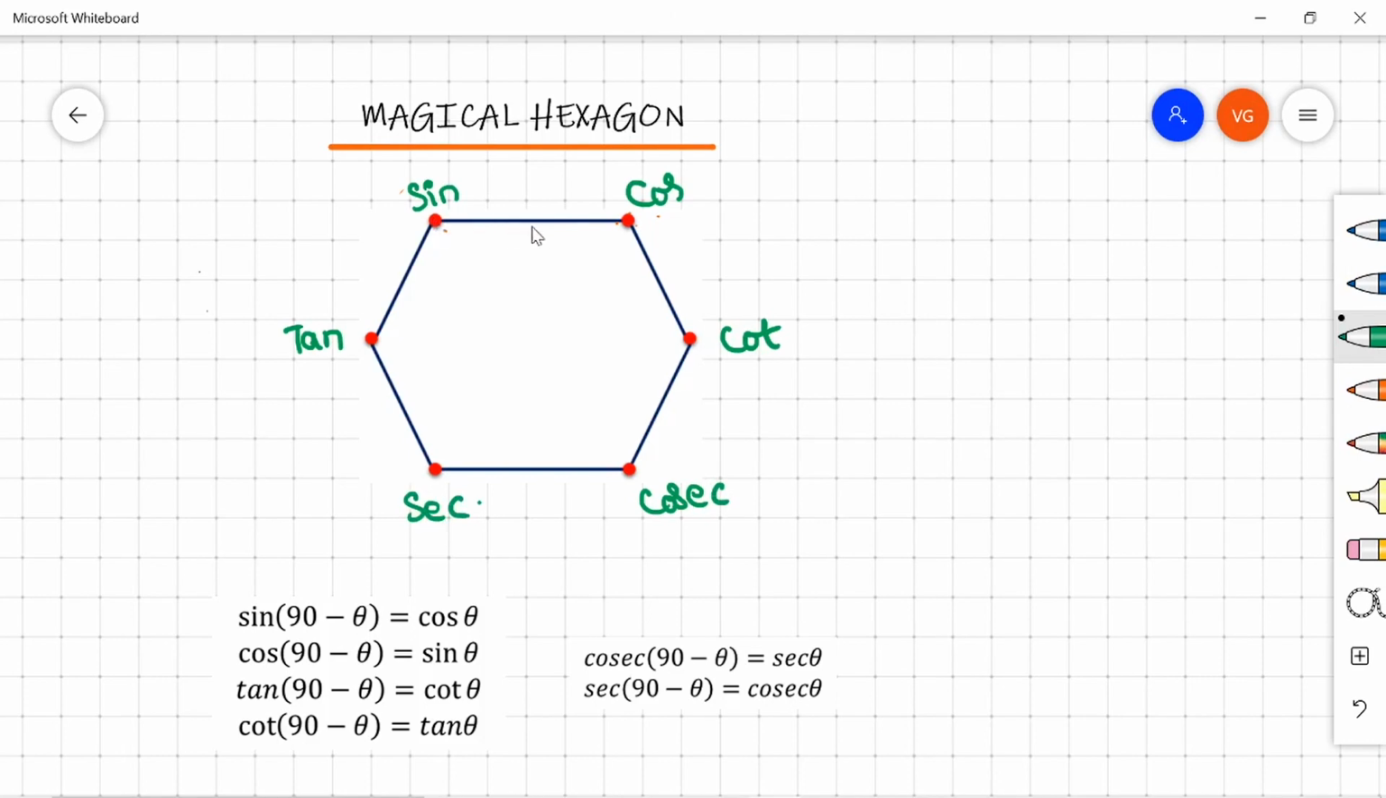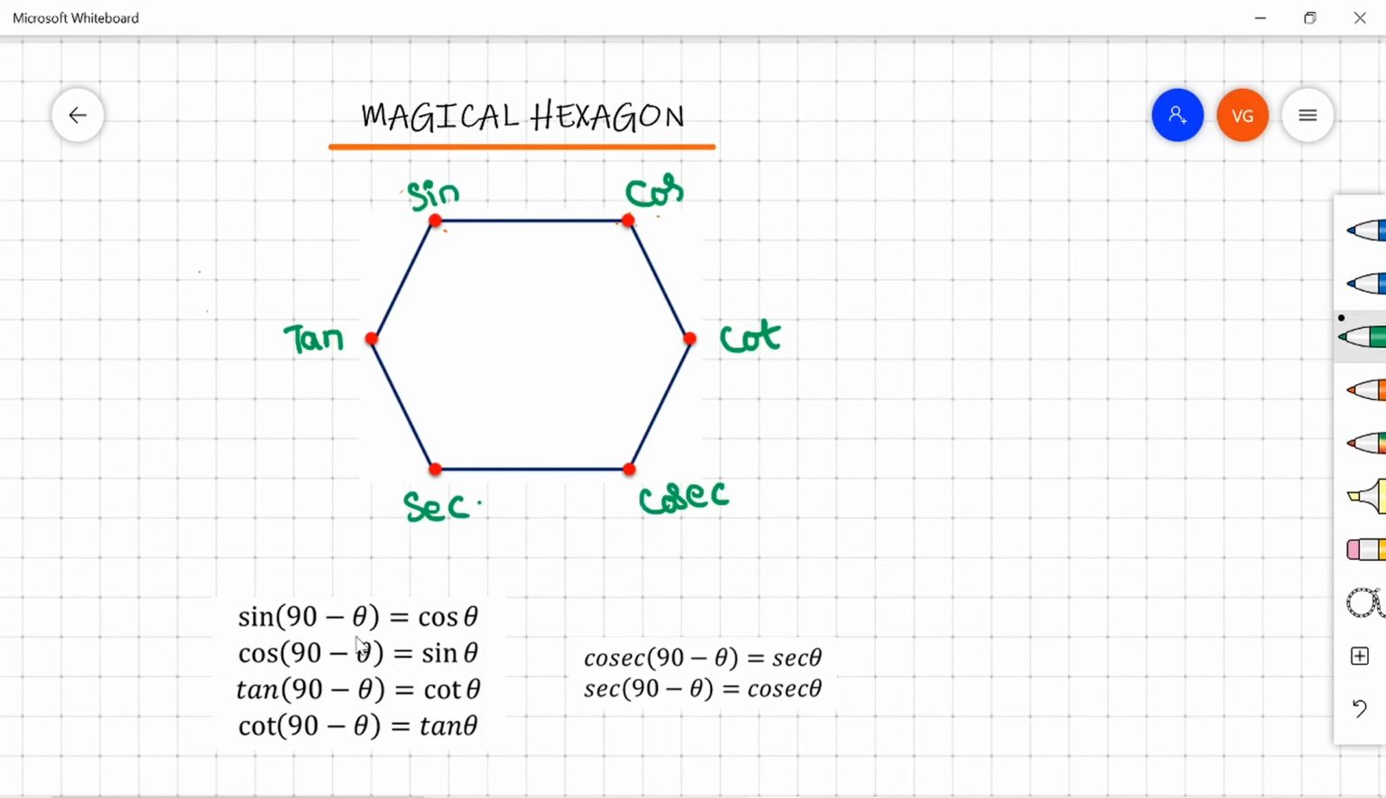Just go along the vertex. So that is just join opposite vertices here. Sin and cos are lying on the opposite vertices of this hexagon. So sin and cos are making one complementary pair. Similarly, for tan, the opposite vertex is here cot. So tan and cot are making another complementary pair. Similarly, secant, the opposite vertex here is cosecant, parallel one, right? So secant and cosecant are making one more complementary pair. So sin cos, tan cot, secant cosecant are making the complementary pairs.